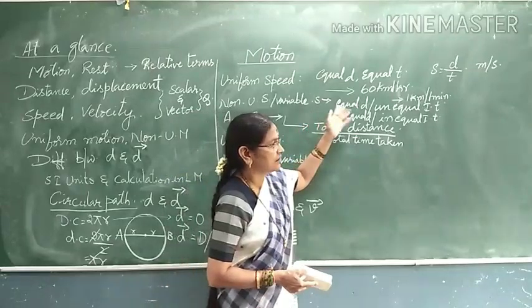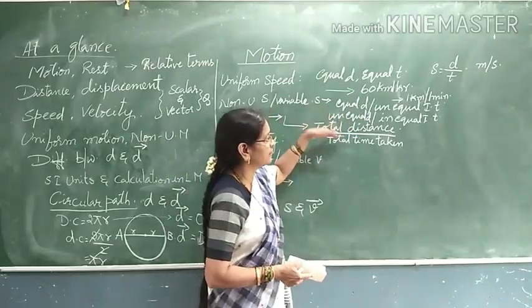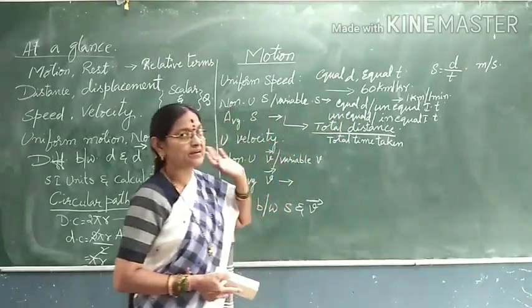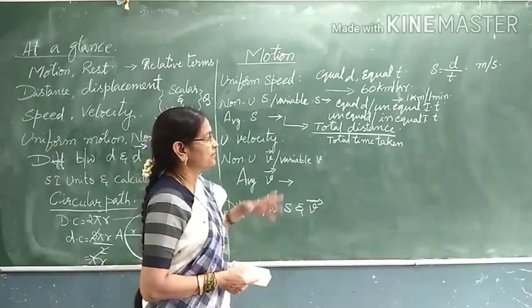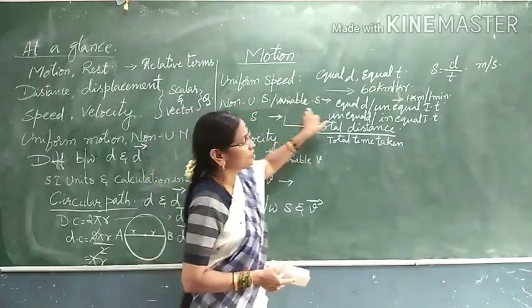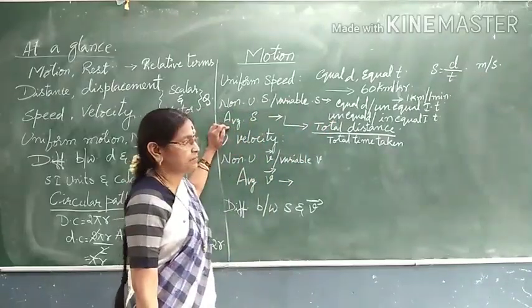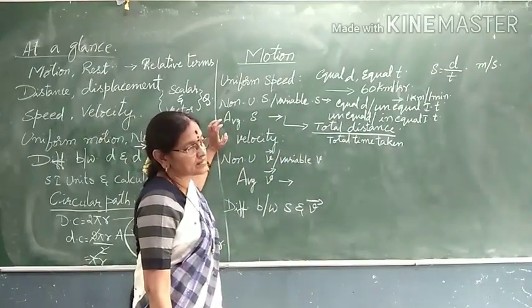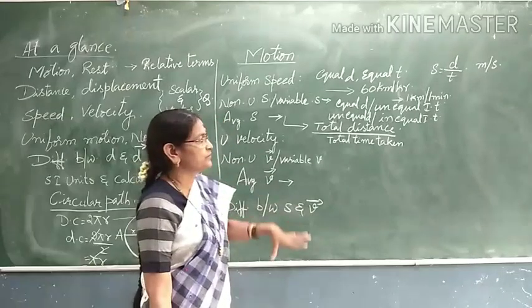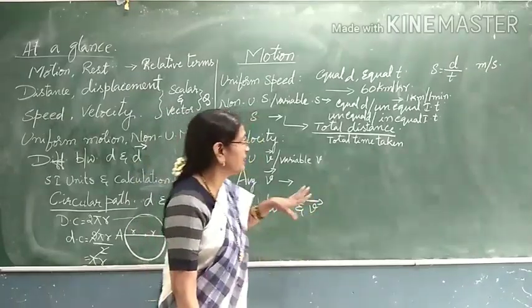It is covering unequal distances in equal intervals of time, or unequal intervals of time. Whatever it may be, this is called variable speed. Now coming to the average speed: the total distance covered by a moving object divided by the total time taken.